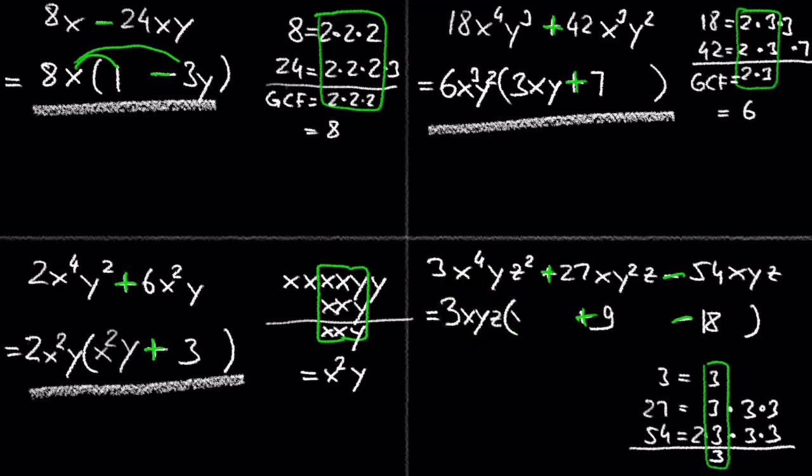3xyz times x cubed z is 3x to the fourth yz squared. xyz times y is xy squared z, and xyz times 1 is xyz. And we are done with this problem.